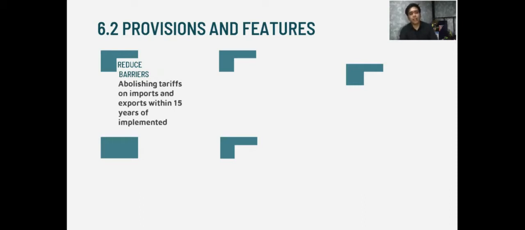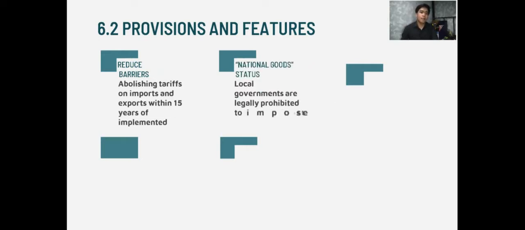The next one is national goods status. One of the key provisions of NAFTA provided the status of national goods to products imported from the NAFTA countries. No state, provincial, or local government could impose taxes or duties on these goods. The next one is the certificate of origin to claim tariffs. The NAFTA certificate of origin shall be used by Canada, Mexico, Puerto Rico, and the United States to determine whether the imported goods are subject to reduced or eliminated duty.